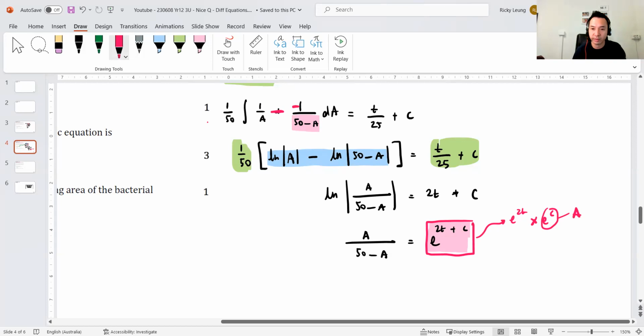That's the letter that most teachers will want you to use, e2t, right? So basically you go, oh, sorry, A is not the letter because I got a different A here. So maybe I'll call that B, right? So all other instances you use A, but this one actually has another variable of A, so let's not use that. So this becomes a on 50 minus a equals to B e2t, right? We can find B closer to the end when I sub in my initial conditions.